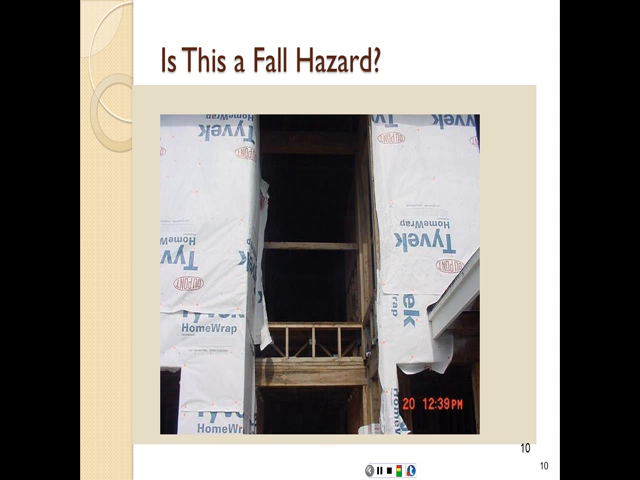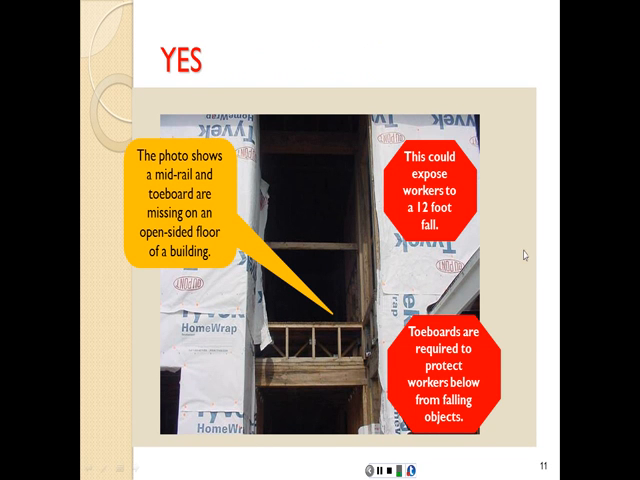Another example here, obviously there's no one working in the area, but we have what seems to be a guardrail, but there's no mid-rail. So again, that can be a fall hazard. So the photo shows a guardrail and a mid-rail and a toe-board are missing on an open-sided floor of a building. This could expose workers to a 12-foot tall fall, and toe-boards are required to protect workers below from falling objects. Again, if something falls from this level on the workers below, that can also cause an injury.